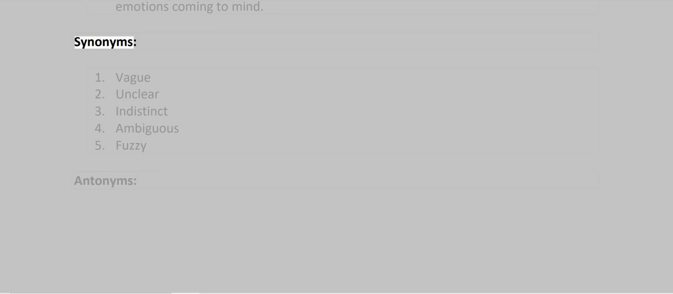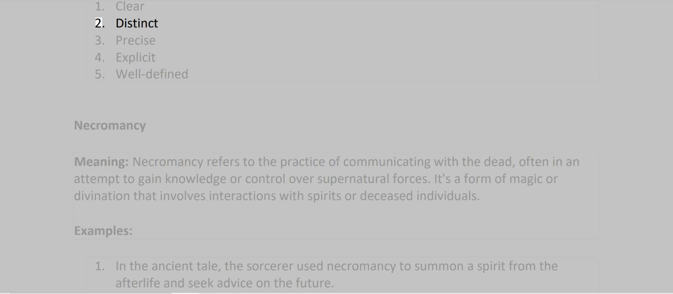Synonyms: 1. Vague 2. Unclear 3. Indistinct 4. Ambiguous 5. Fuzzy. Antonyms: 1. Clear 2. Distinct 3. Precise 4. Explicit 5. Well-defined.